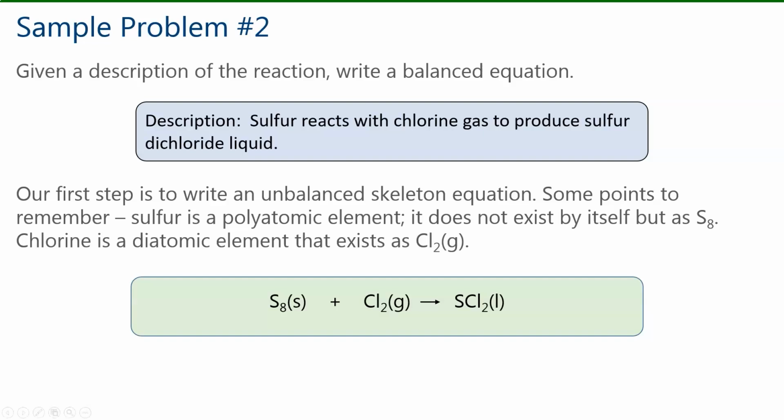Notice I added the states in for sulfur and chlorine. I can get those from the periodic table. Also, it said chlorine gas in the description. And it told us that sulfur dichloride was a liquid, so the state is added in there.